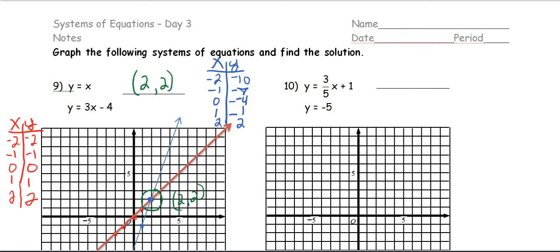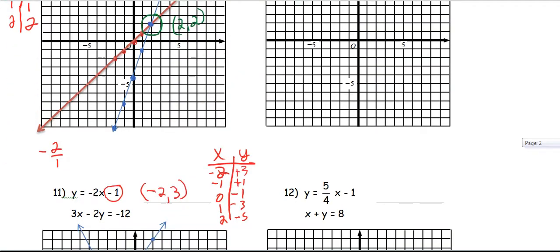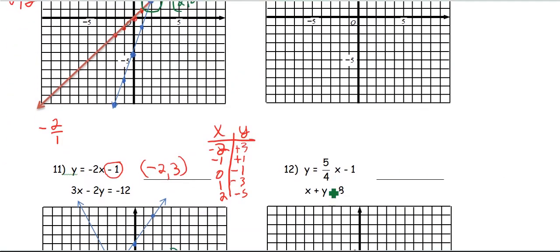Now it's your turn. Make sure you do number 10 and number 12. Of course, you're going to have to solve for y here. Remember, when you put the 5/4 in your calculator, it will look like this. 5 divided by 4 x minus 1. That would probably be your y1 equals. You solve for x on number 12.